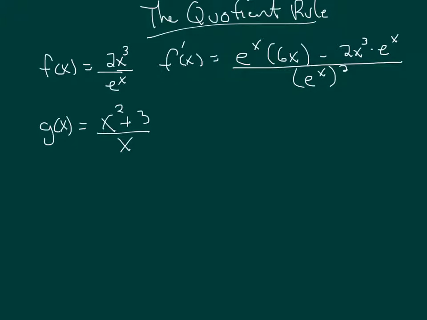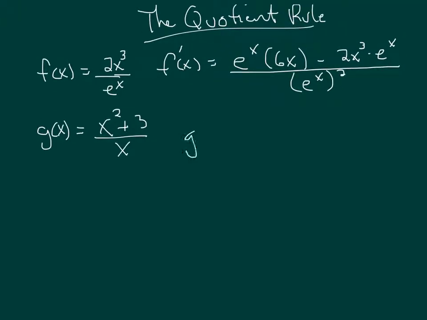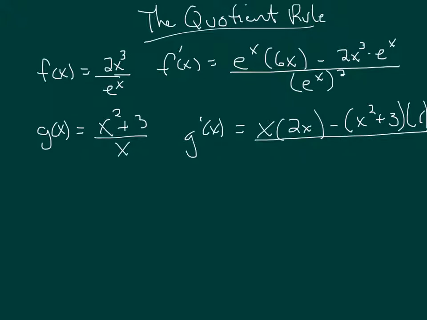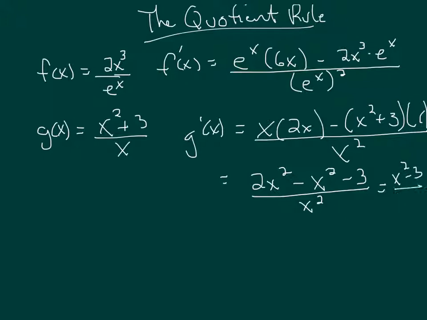Okay, using the quotient rule, we'll see that g prime equals low, d high, minus high, d low, and the derivative of the bottom is just 1, all over the square of what's below, so x squared. Now let's simplify that. And when we do, in the numerator we get 2x squared minus x squared minus 3 all over x squared. And you can simplify that yet again to get x squared minus 3 over x squared, which simplifies to 1 minus 3 over x squared.